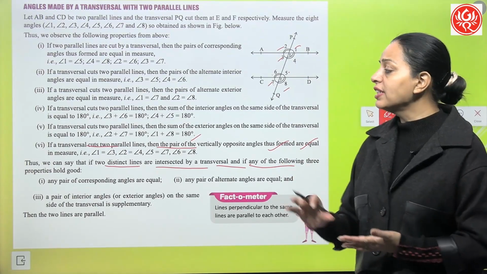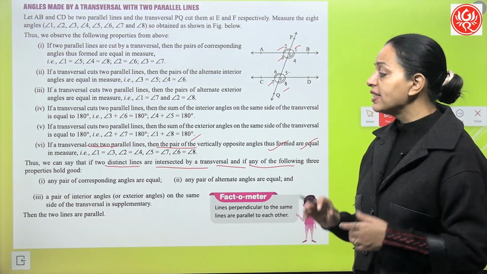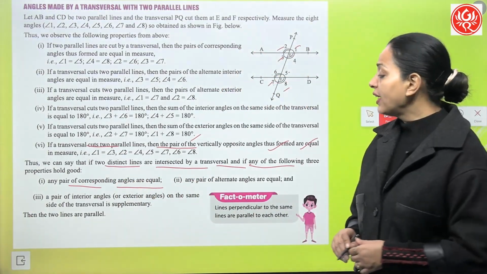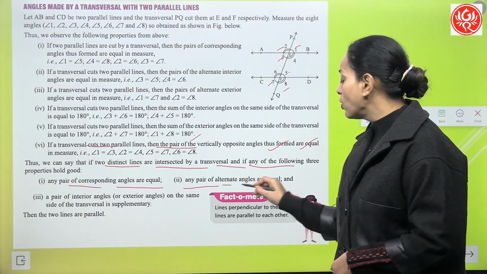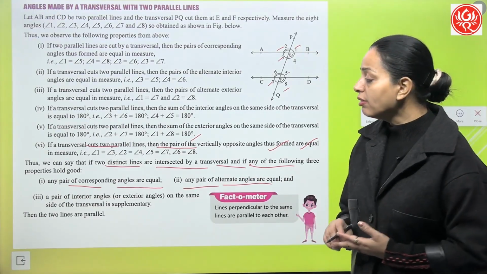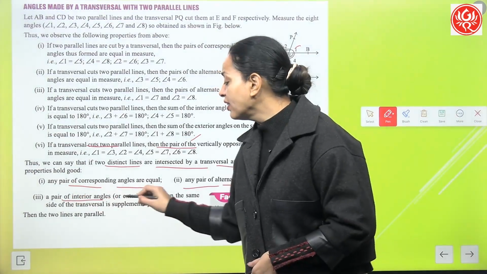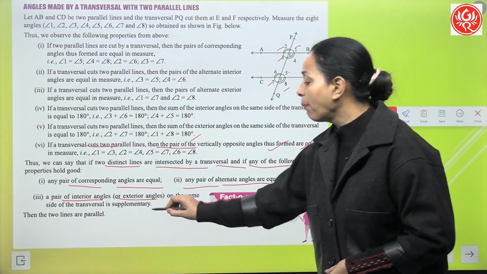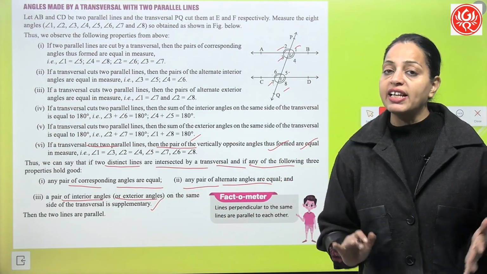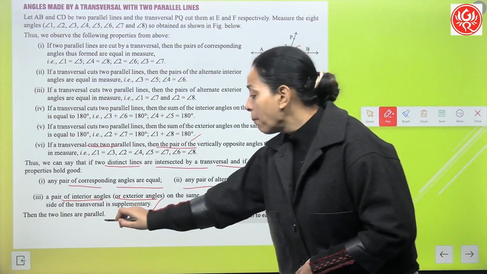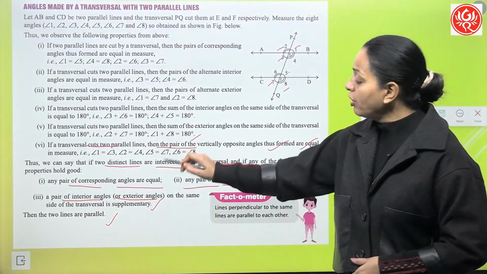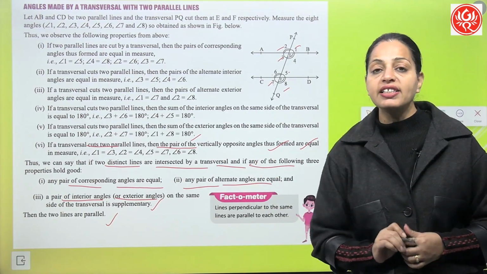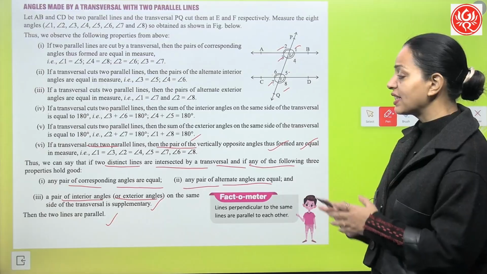So we say that if two distinct lines are intersected by a transversal and if any of the following three properties hold good, means the first one, any pair of corresponding angles are equal, and the second one, any pair of alternate angles are equal, and the third one, a pair of interior angles or exterior angles on the same side of the transversal is supplementary, then we can say the two lines are parallel. Okay, अगर इन तीनों में से एक भी property होगी, then we can say lines are parallel. I hope this is clear to you.